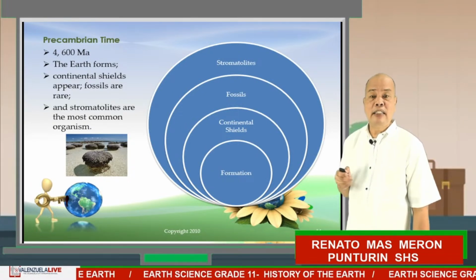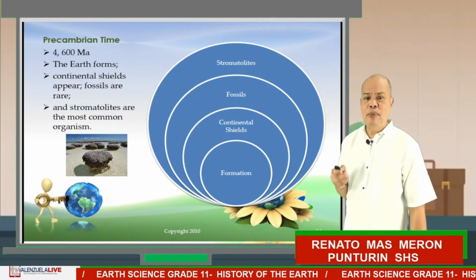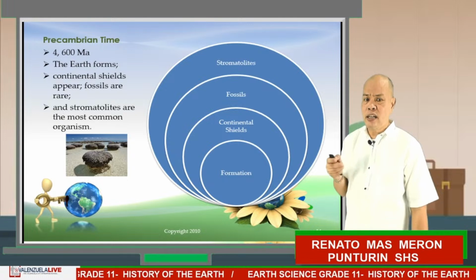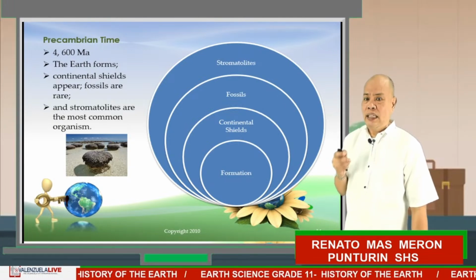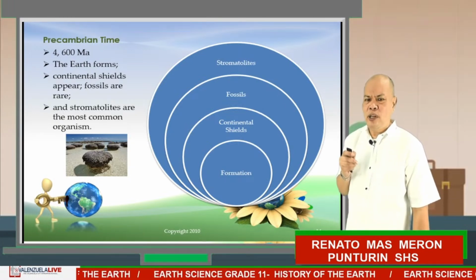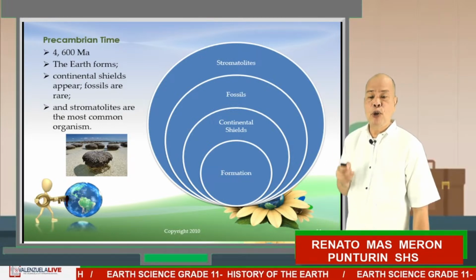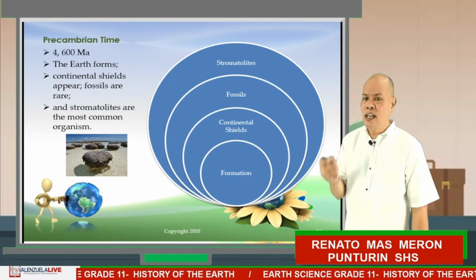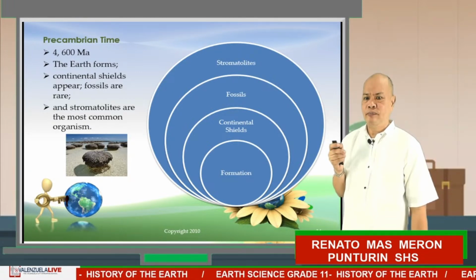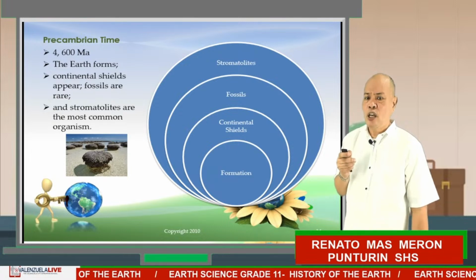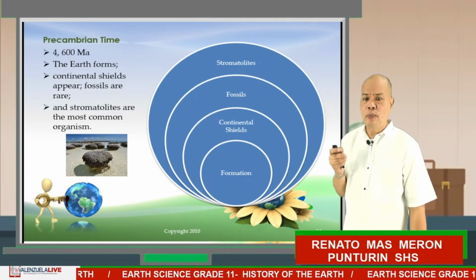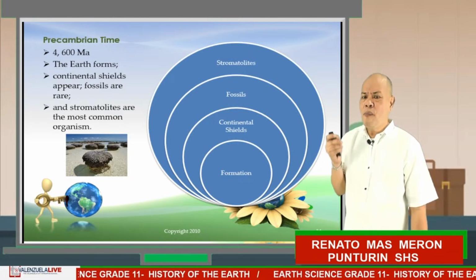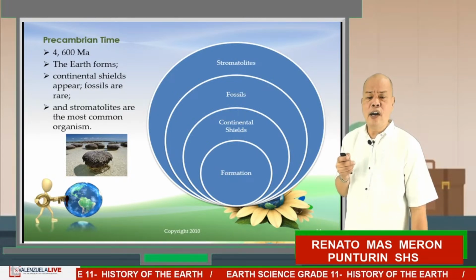The Precambrian time. The Precambrian time began about 4,600 megaannum or around 4,600 million years ago. The time when the Earth was formed. There were evidences that life existed before the Precambrian time. This was the time when the continental shields appeared. The Earth's fossils were rare. Fossils found were remain marks of dead microorganisms on rocks. This was the time when the stromatolites were the most common organisms.